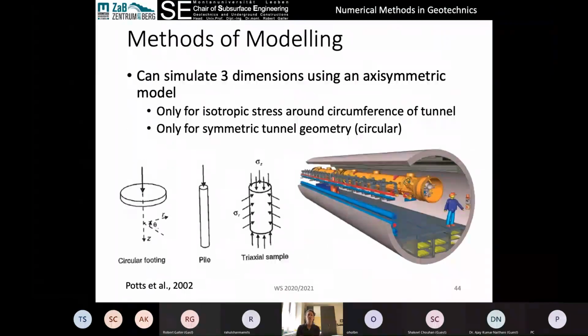And an axisymmetric model is valid for a symmetrical problem. So a problem that has one long axis, for example, a triaxial sample, and is symmetrical in 360 degrees, so a cylinder. And that is actually quite appropriate for most of our tunnels. We can simplify most of our tunnels and say, sure, they're more or less circular, and they have this long axial direction.